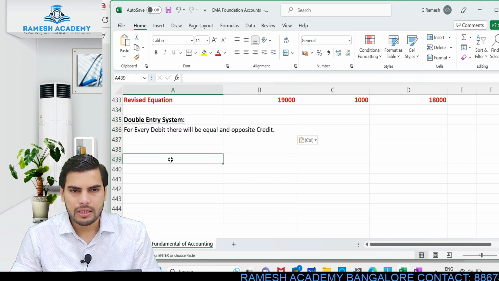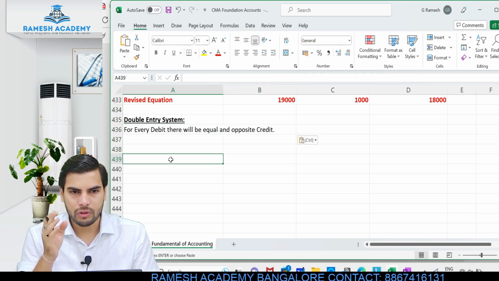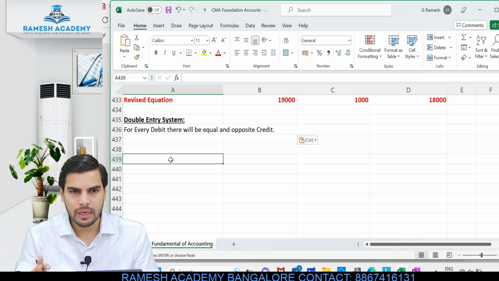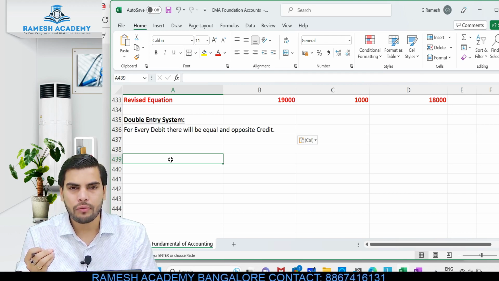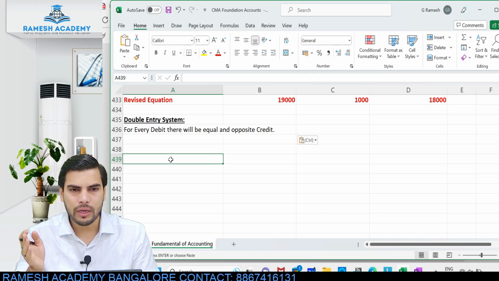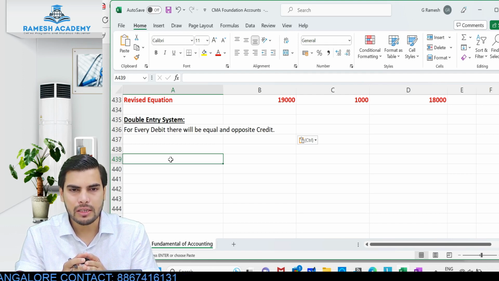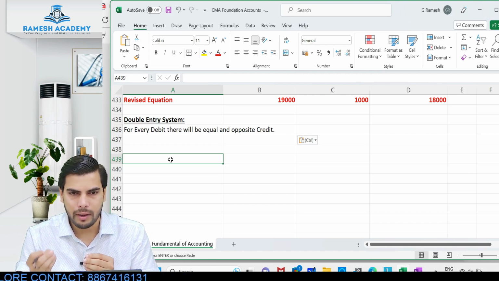The meaning is simple and clear, right? For every debit there will be an equal and opposite credit. Any journal entry you take, the total of debit and credit should always be equal. Just because we follow this double entry system of accounting, our balance sheet is bound to tally. I am debiting one account to the extent of 10,000, simultaneously I am crediting another account to the extent of 10,000. Debit and credit are matching, right? So my financial statement or my balance sheet should always match. Clear?